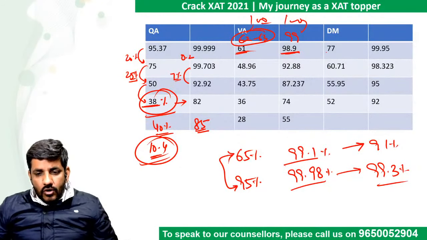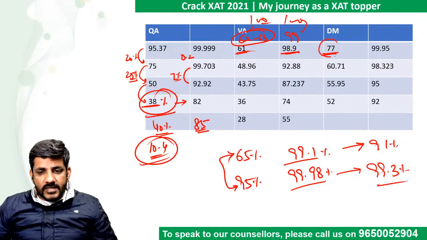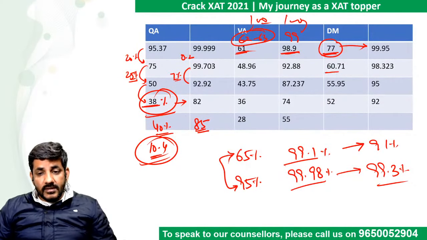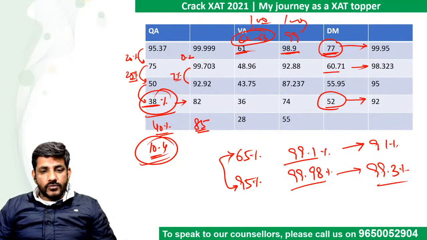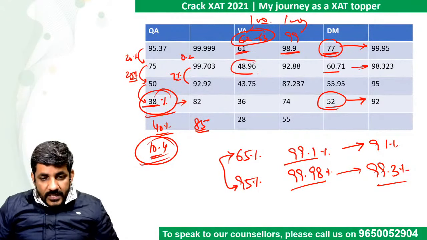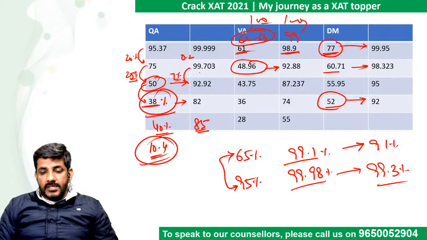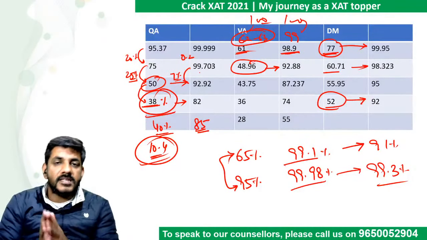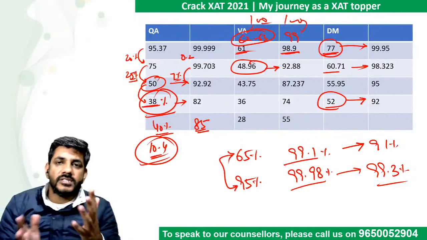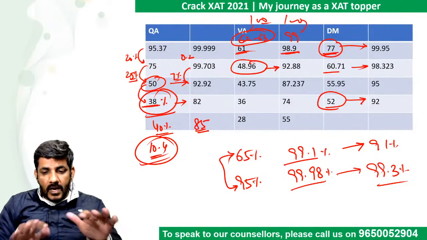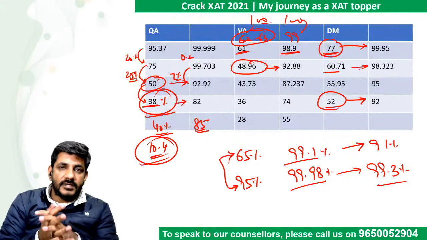In decision making, not many people score very well. You can see even a 77% scorer has a 99.95 percentile. Even at 60.71 you have 98. 52% is also 92, right? 52% is 92. 48.96% is 92. 50% is 92. That means approximately half the section gives you approximately 92-93 percentile, right? Half of the section gives you 92-93 percentile.